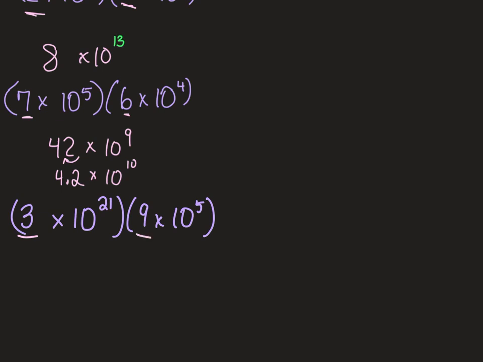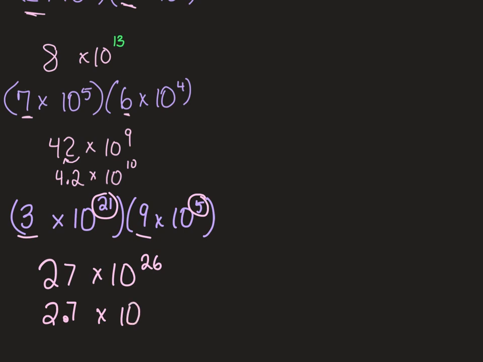3 times 9 is 27. 21 plus 5 is 26. Oh no, it's 2 digits. I have to adjust and make it 1 place smaller. So I adjust my exponent and make it 1 number larger.